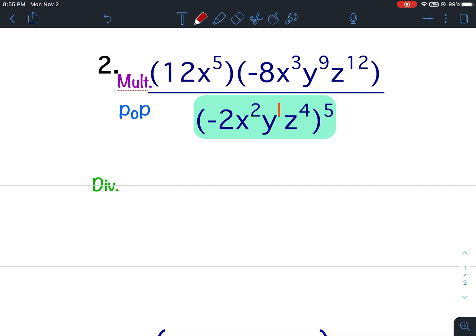When you have power of a product, the first thing you want to do is take your coefficient and raise it to the exponent. In other words, off to the side, you want to write negative 2 to the 5th power.